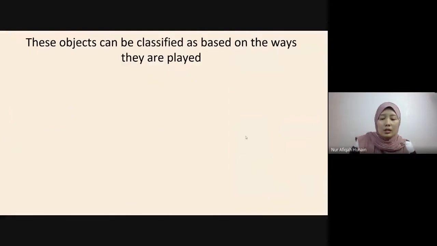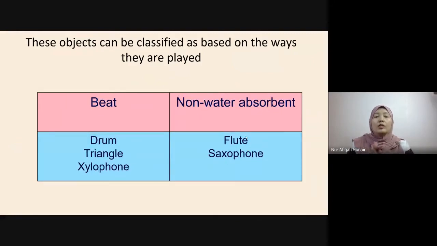So they can be classified based on the ways they are played. Beat and also blow. Alright. Okay, drum, triangle, and xylophone. Which one? Flute and saxophone. Okay. Now let's try again.